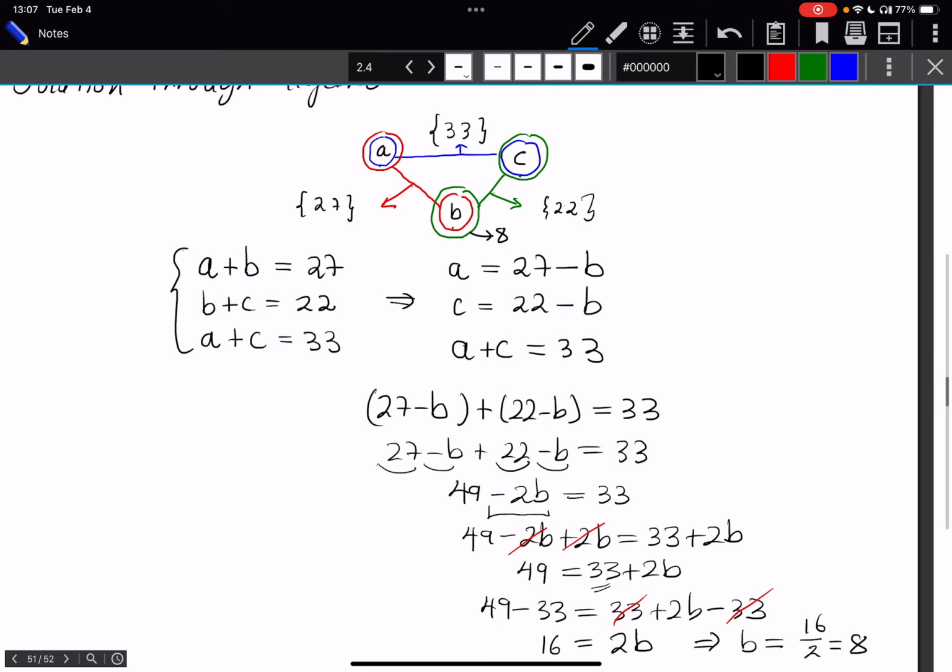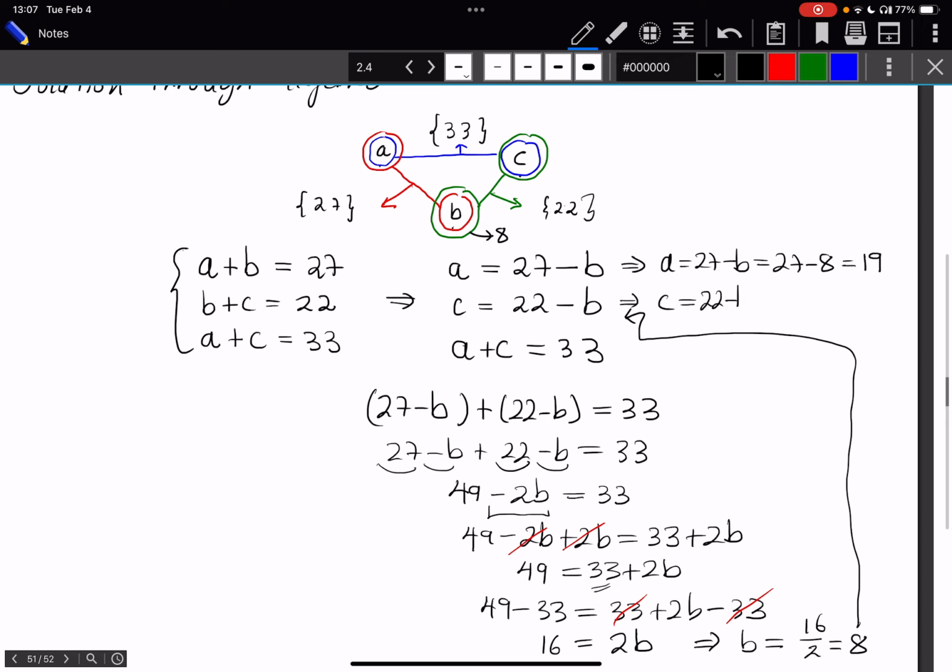And to complete the diagram, we need to find A and C. So we go back to these equations right here, because A could be found based on the value of B. We have A equals 27 minus B, but now we know that B is 8. So we do 27 minus 8, and that gives us 19. And finally, C should be equal to 22 minus B, and we found that B is 8. So we end up with 22 minus 8, and that gives us the value 14.